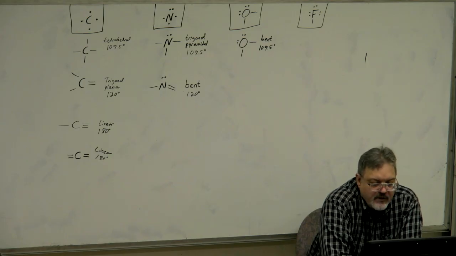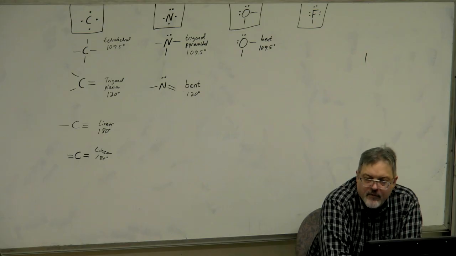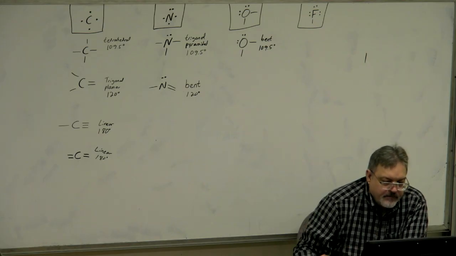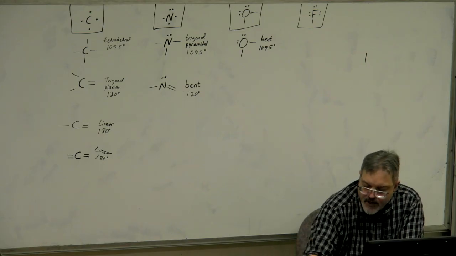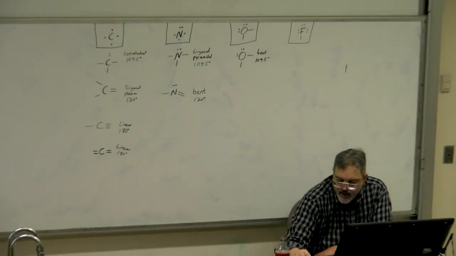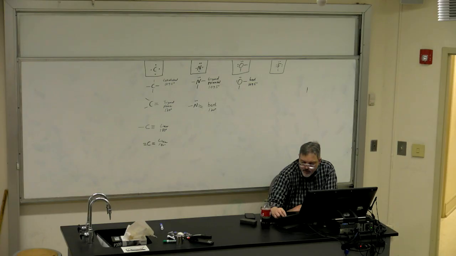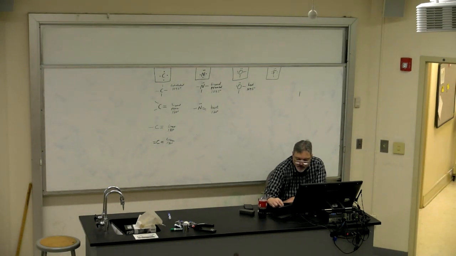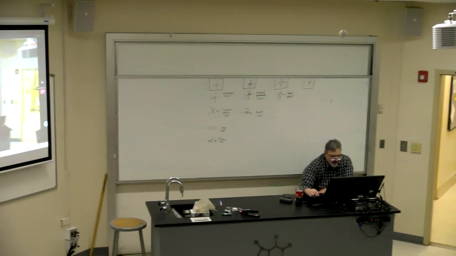And of course, oxygen makes 2 bonds. If those 2 bonds are connected to 2 different atoms, it's bent at 109.5 degrees. I just wanted to put that up there as a reference. And what we'll do is start by reviewing chapter 4, which is where this stuff pops up.